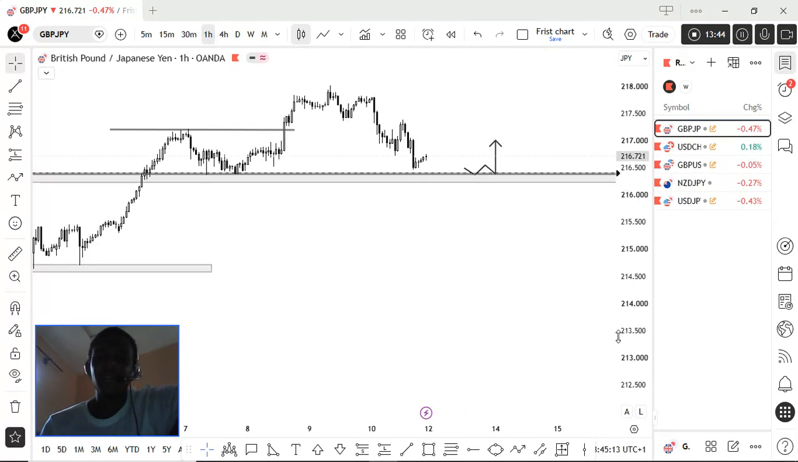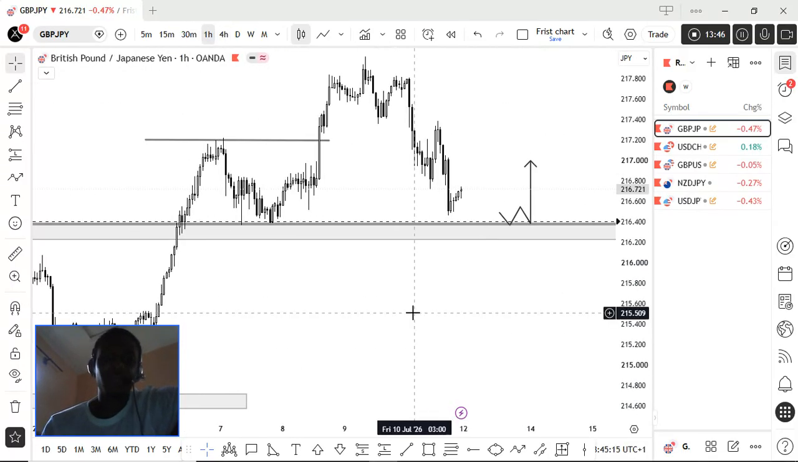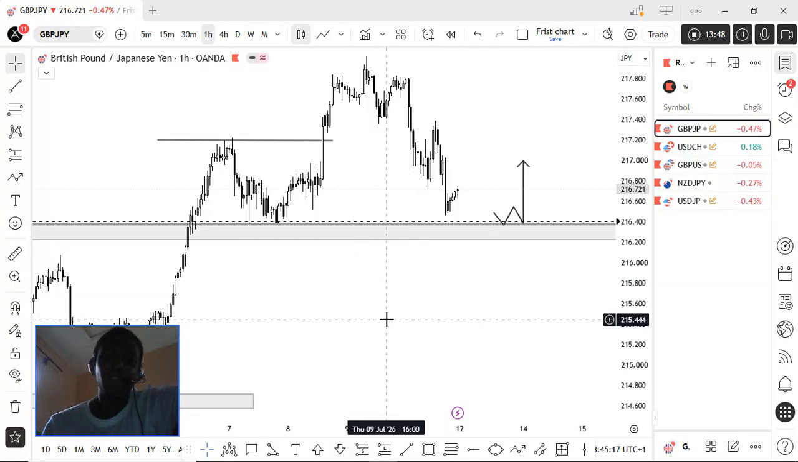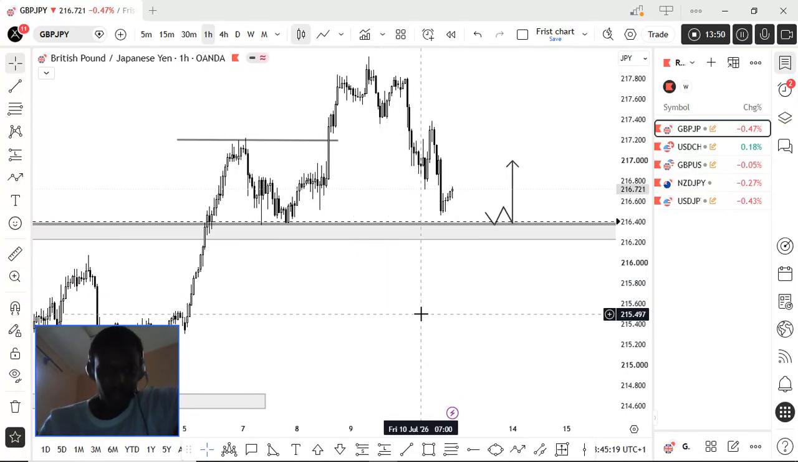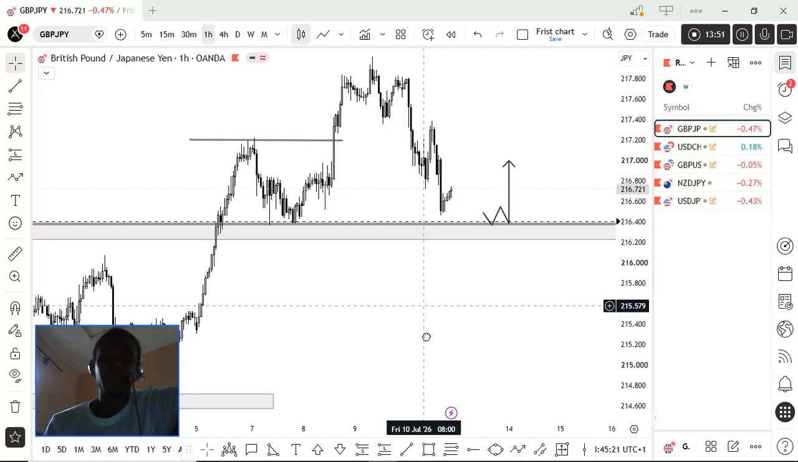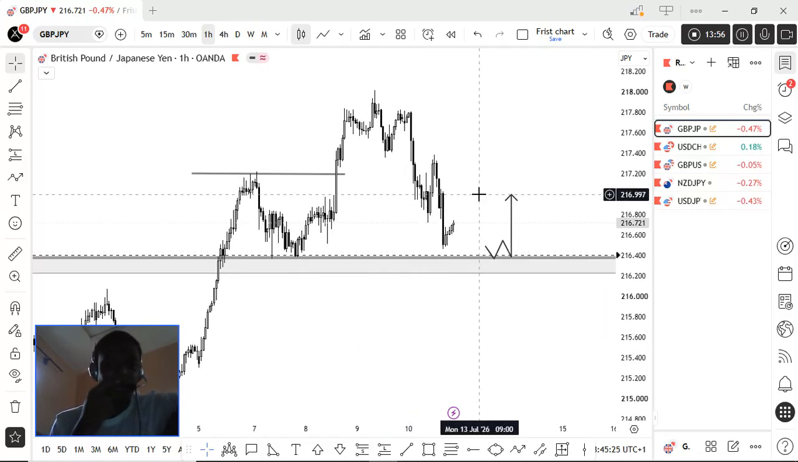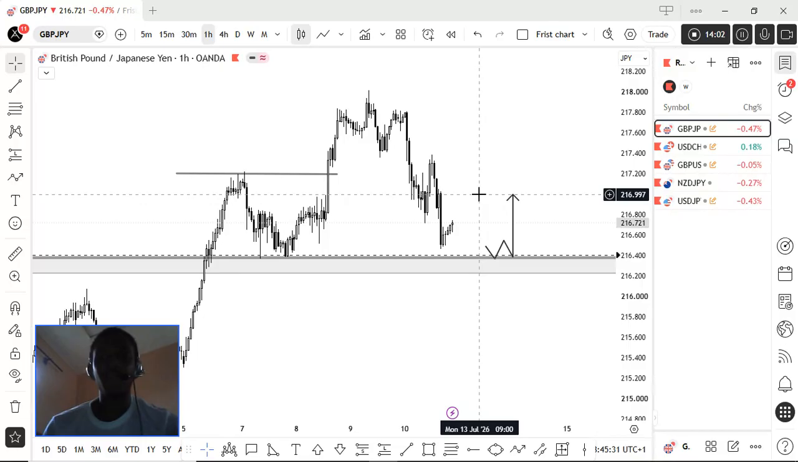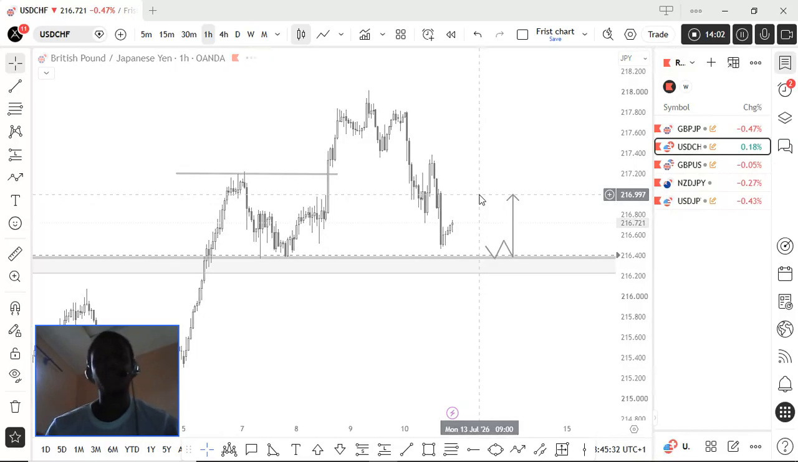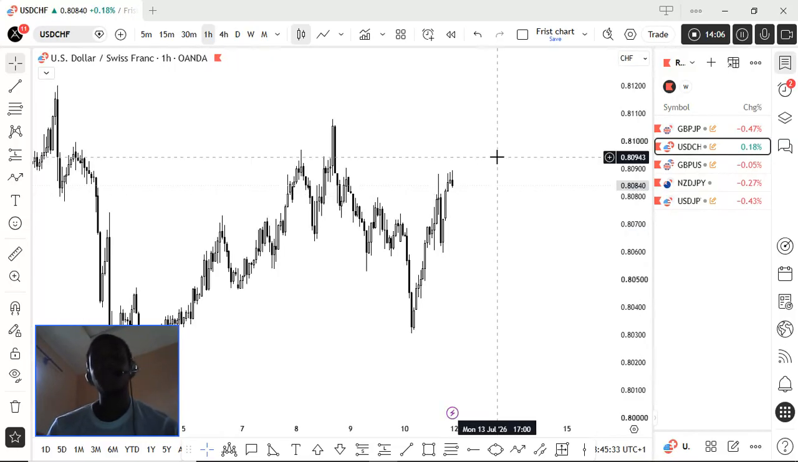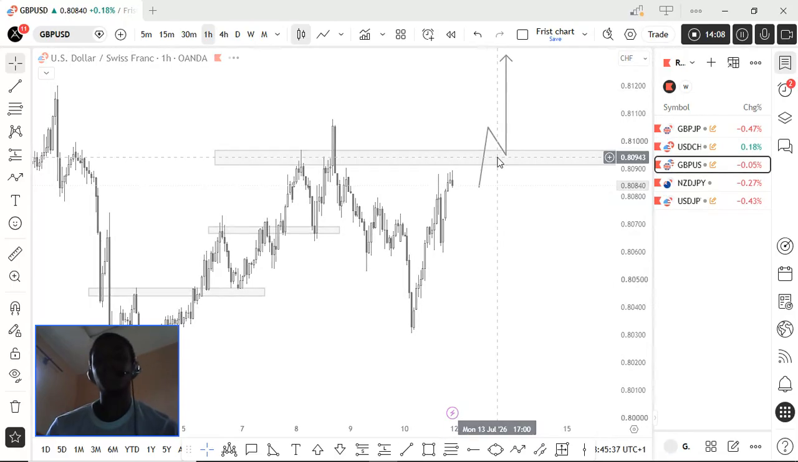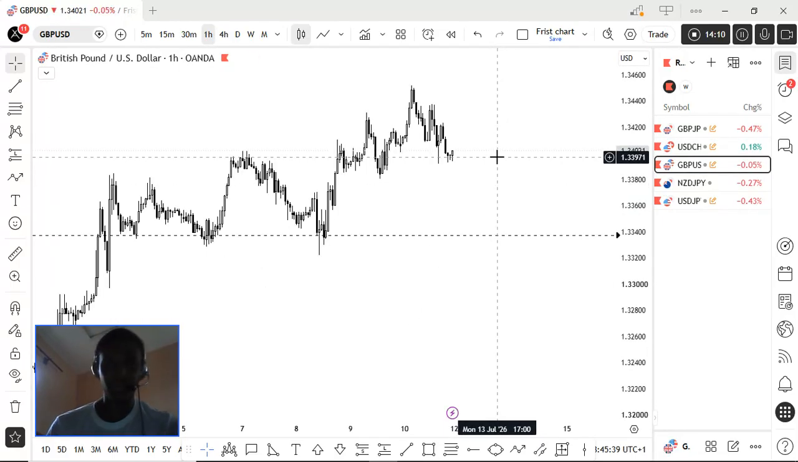Number one is GBPJPY. This pair will play out early, at the beginning of the week, so please set your alarm. This is a simple trade. I'm going to be calling it on my Telegram, so make sure you join. The link will be in the description, and let's trade it together. That is the first pair. USDCHF: the setup has not formed yet, but it's just something we're going to be monitoring.